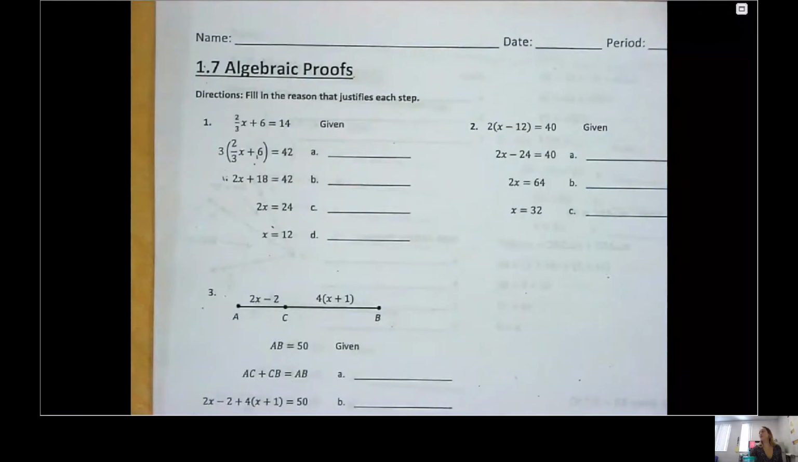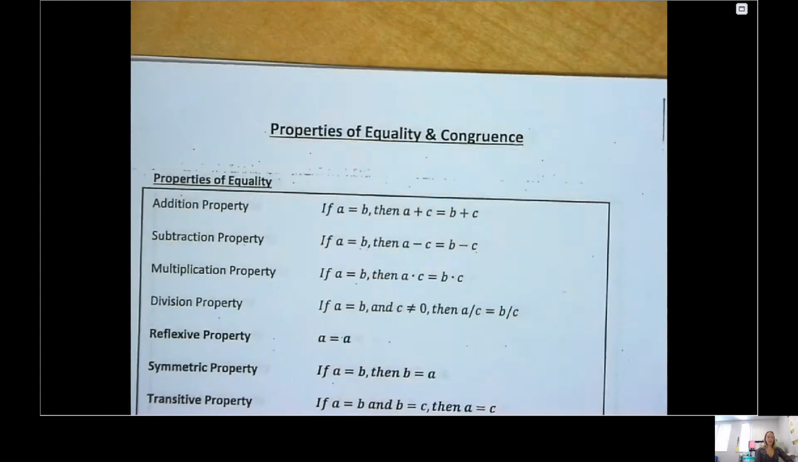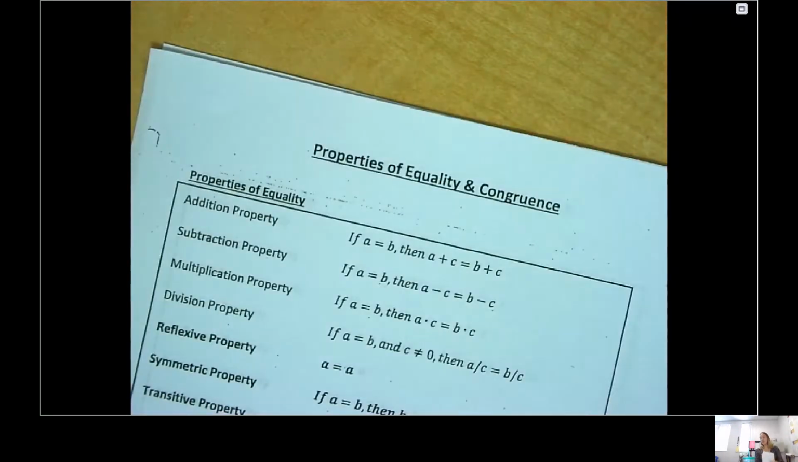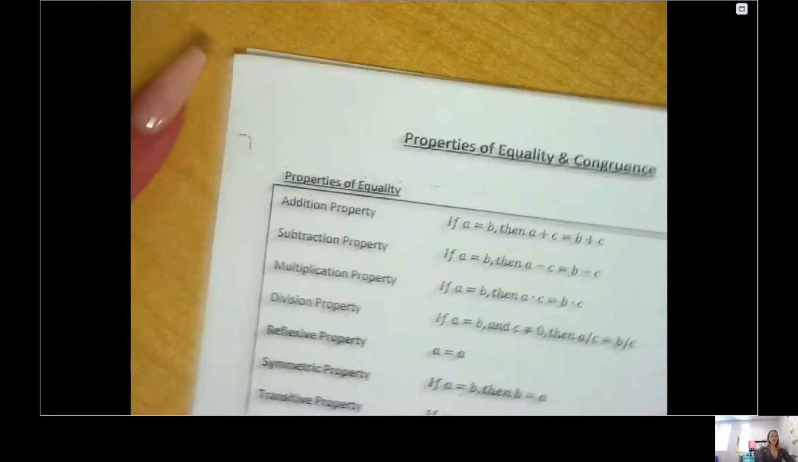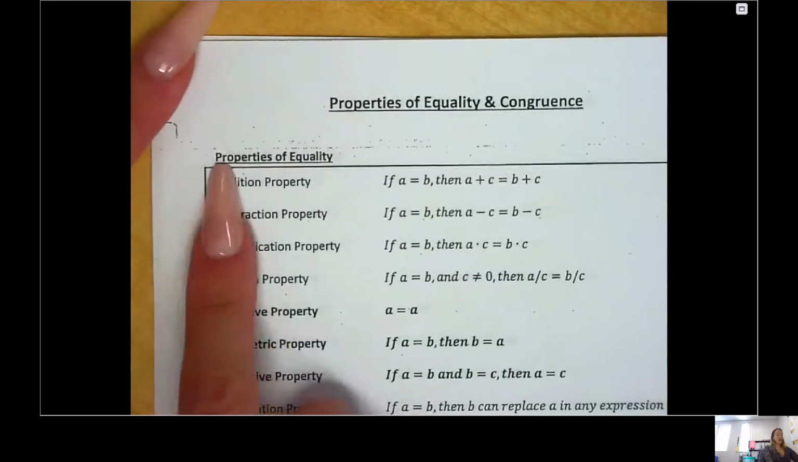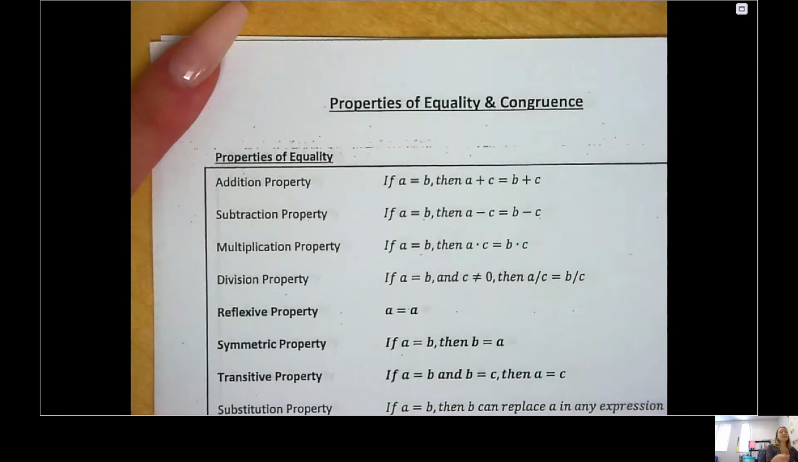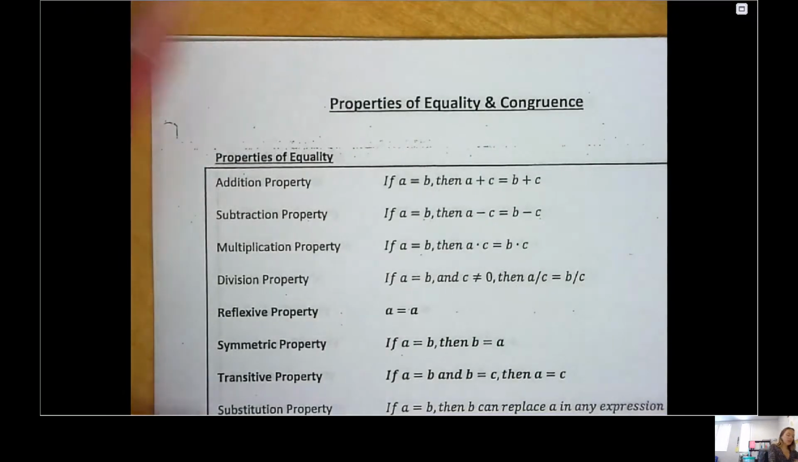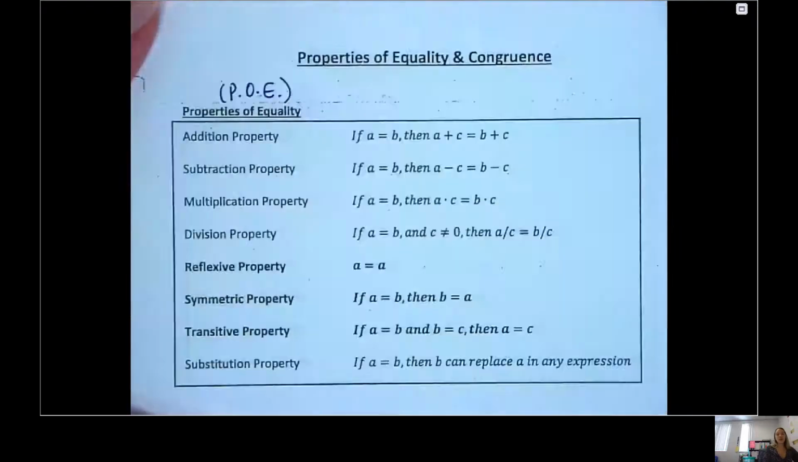Algebraic proofs, or essentially proving some algebra equations true. Now, we're going to start looking at this one first, the properties of equality, and then we'll move on to actually using those properties of equality. First and foremost, I'm not going to write this word out every single time because it's way too much to write. So I'm going to write out POE, which stands for property of equality.